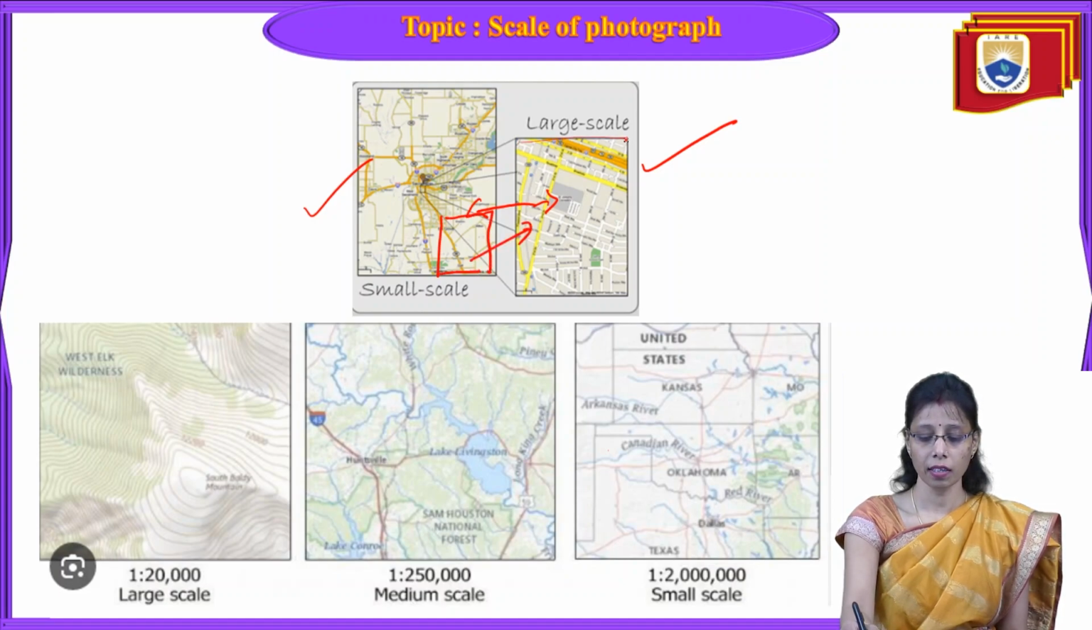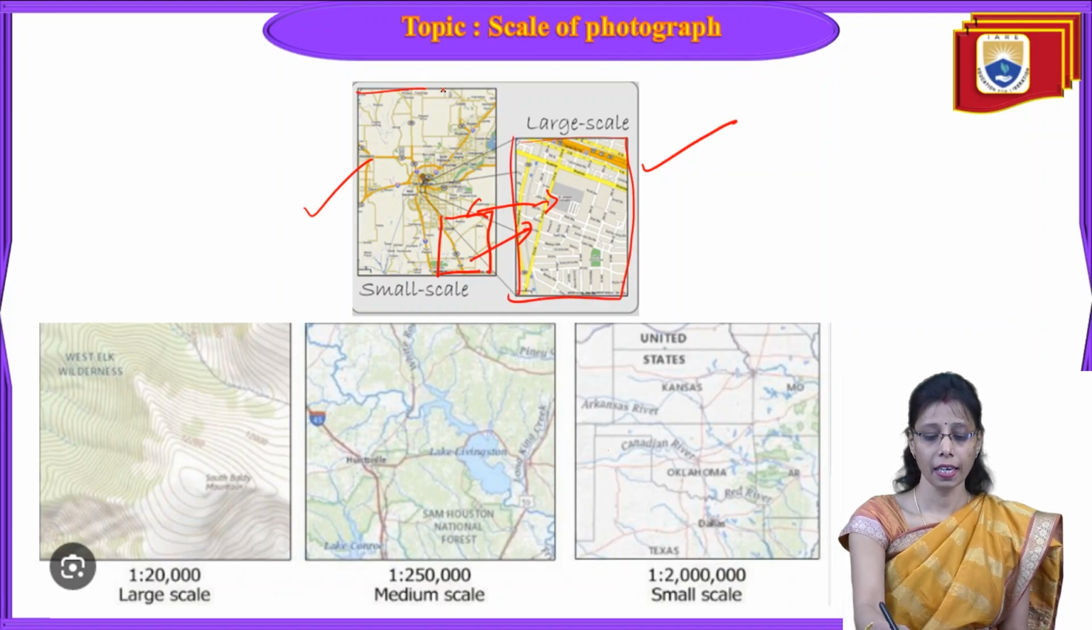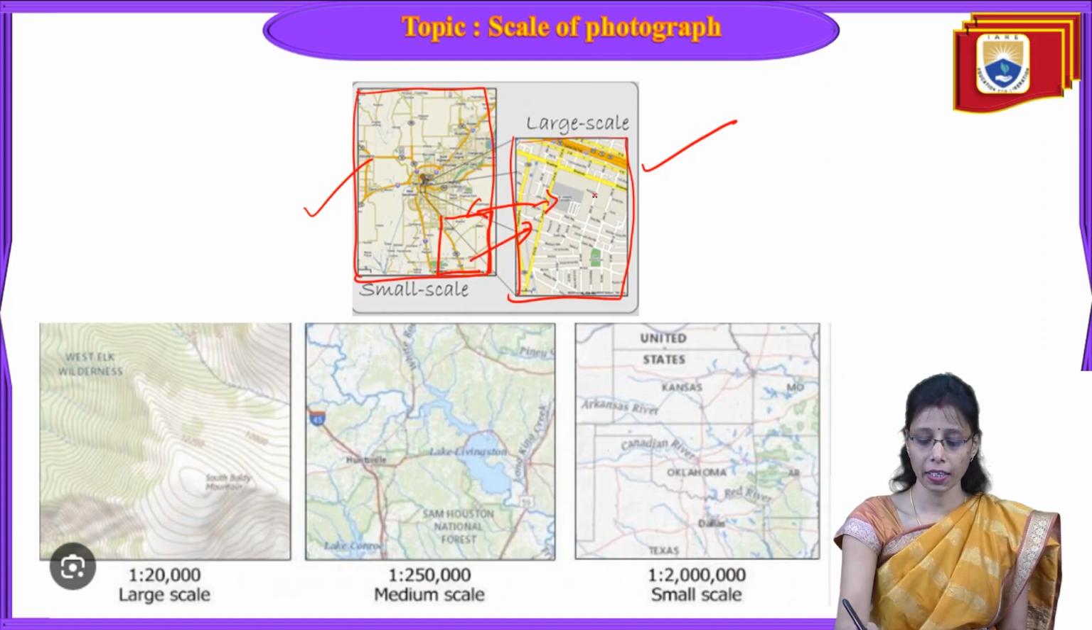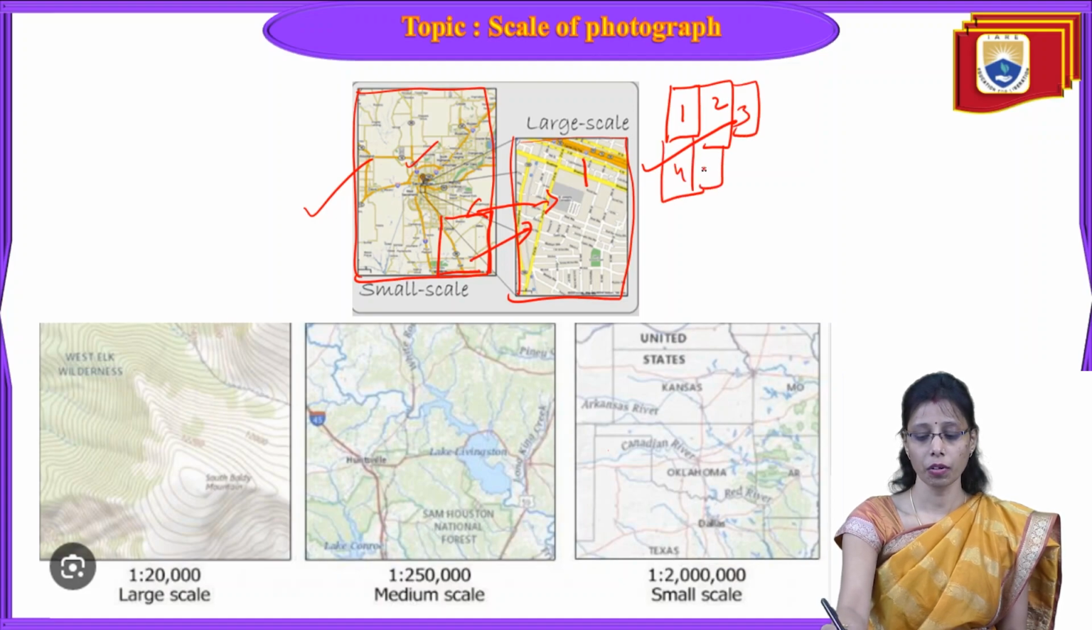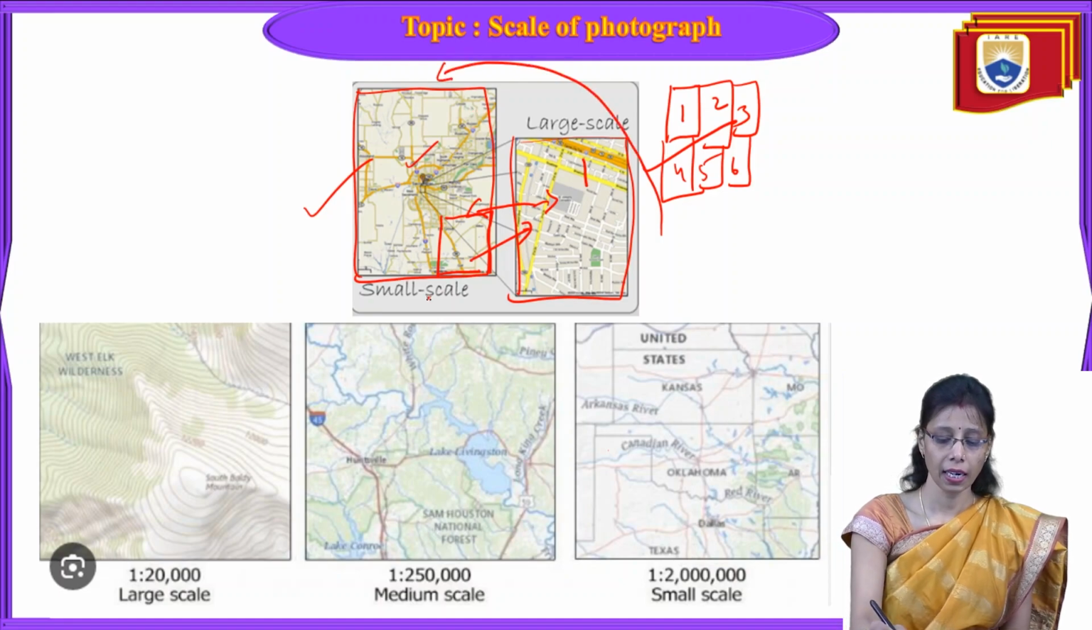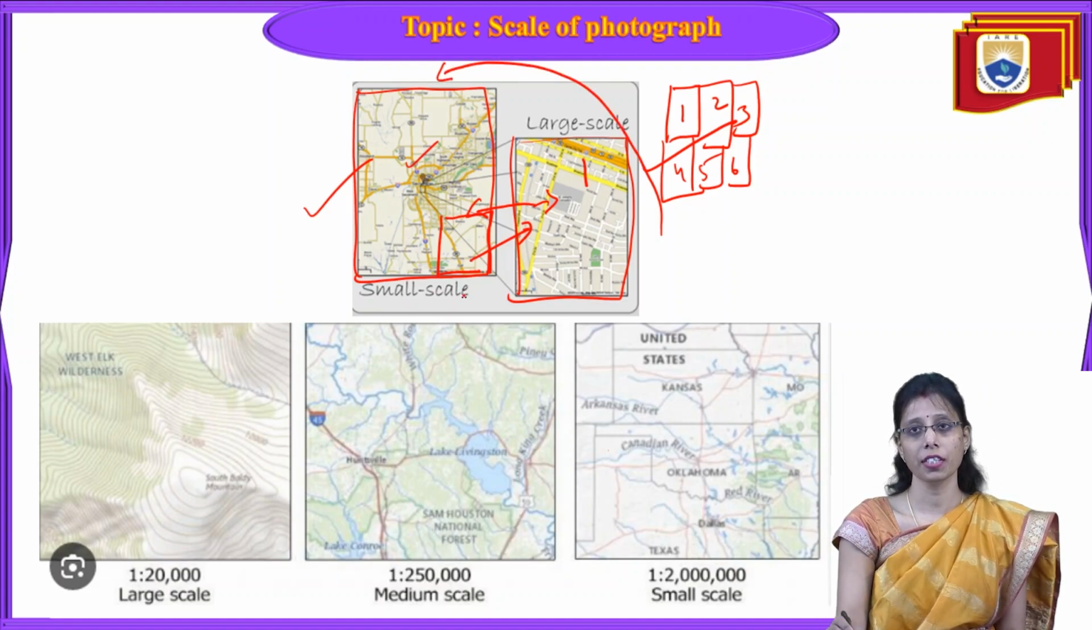To cover the entire area with this large scale, what we have to do is collect a number of sheets with the same resolution of the scale. Suppose this is sheet number 1. To cover this area, we have to collect sheet number 1, sheet number 2, sheet number 3, sheet number 4, sheet number 5 and sheet number 6. Maybe a total of 6 sheets with this large scale can complete this entire area of the small scale, with large details, with detailed information. So this is the difference between large and small scale.